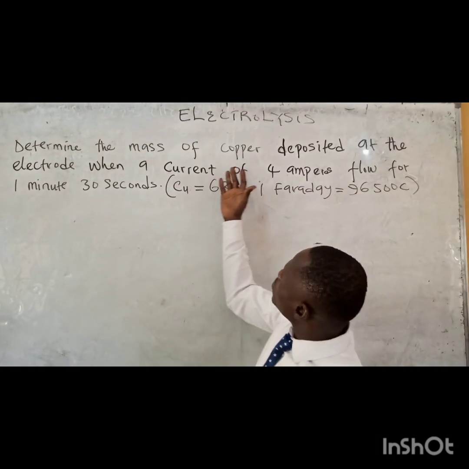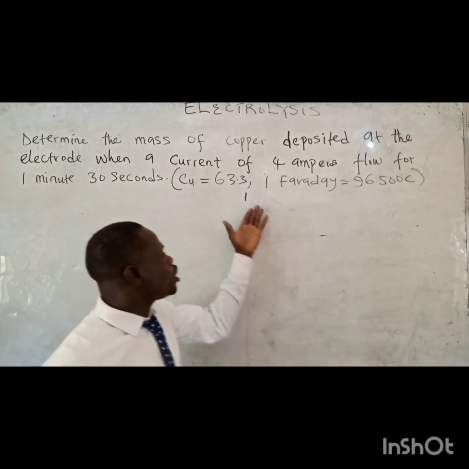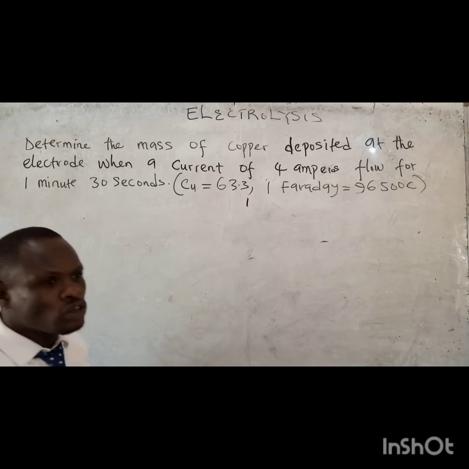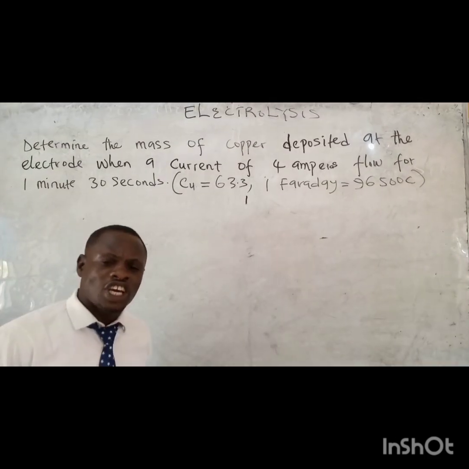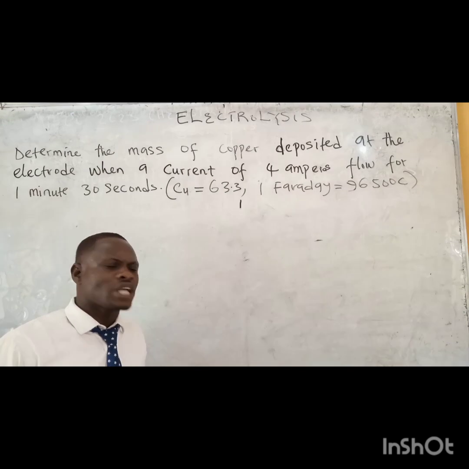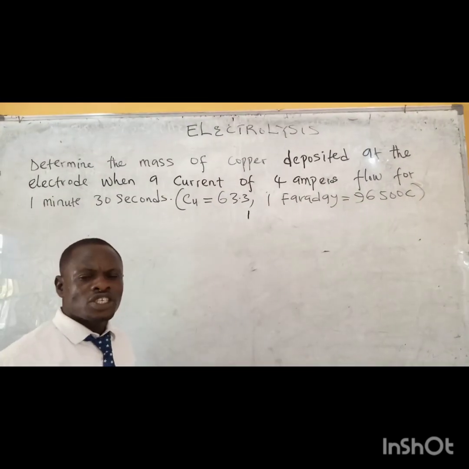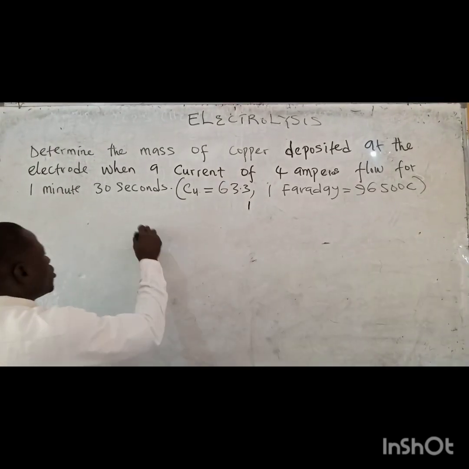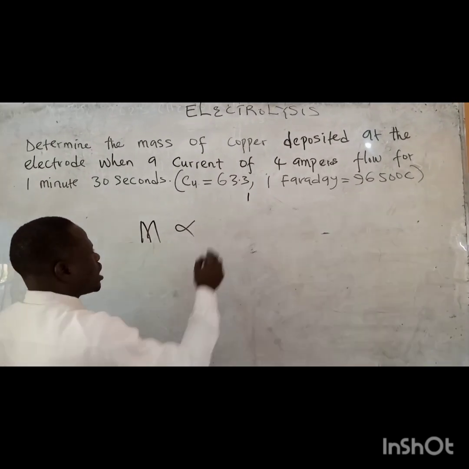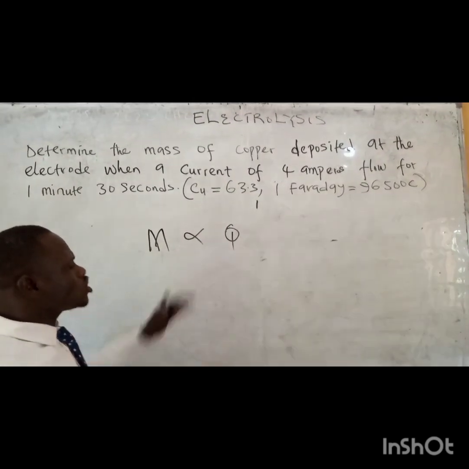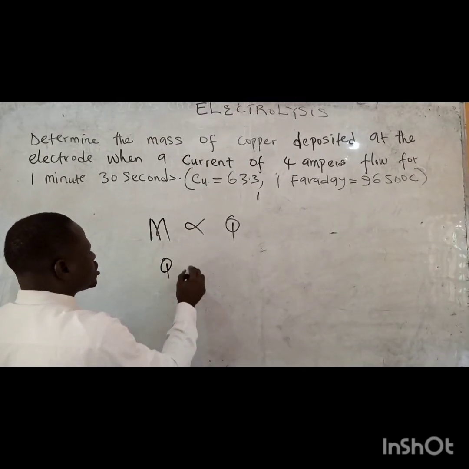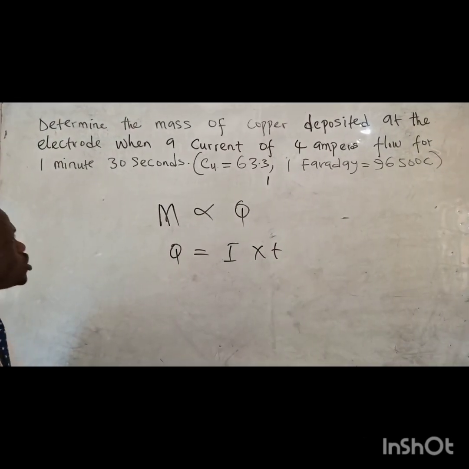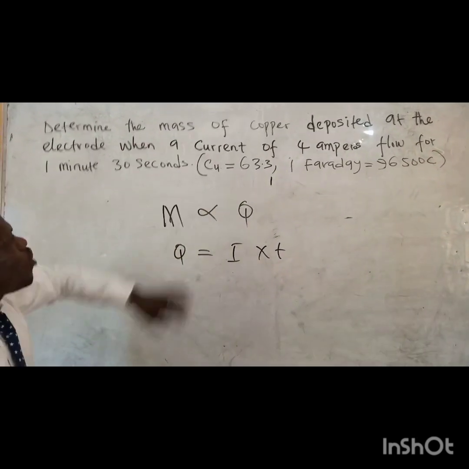If you look at this question vividly, you should be able to know that this is coming from Faraday's first law of electrolysis, which states that the mass of a substance deposited during electrolysis is directly proportional to the quantity of electricity passing through. Mass is directly proportional to the quantity. Quantity is given as current times time. We are asked to calculate the mass of copper.